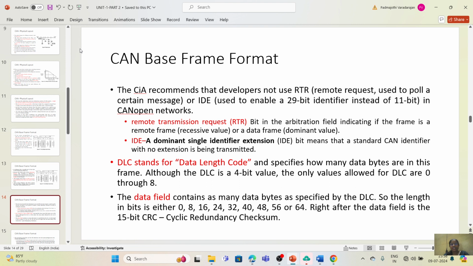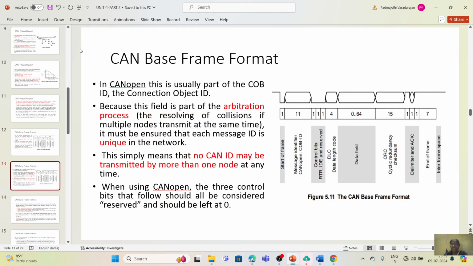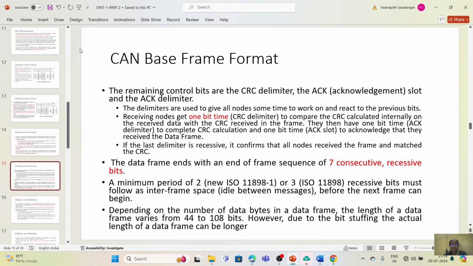DLC stands for data length code and specifies how many data bytes are in this frame. Although the DLC is a 4-bit value, the only values allowed are 0 through 8. The data field may contain from 0 up to 8 bytes, that is up to 64 bits. Right after the data field, you will have a cyclic redundancy check, a 15-bit CRC. After that come a single-bit delimiter and the acknowledgement bit. After that a 7-bit end of frame and then the interframe space. This is your CAN base frame format.